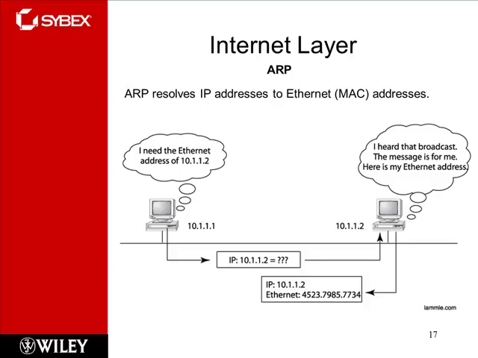This is an ARP. I need the Ethernet address of 10.1.1.2. This is a broadcast protocol when it asks that. And what you'll usually see in a Wireshark is a message that says, who has 10.1.1.2? When 10.1.1.2 gets it, it says, I do. It then sends a unicast message back. Broadcast goes to everybody. Unicast goes to a specific machine.